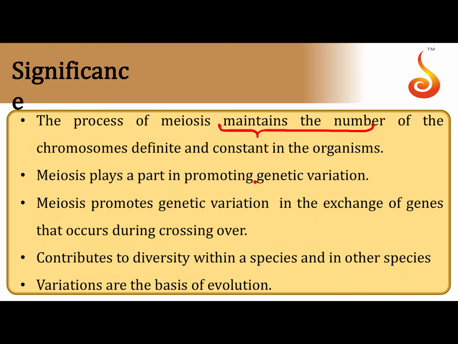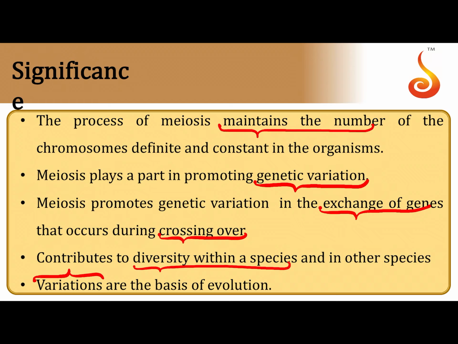And we all know that a process of crossing over takes place during meiosis, and that is very, very crucial in promoting genetic variation. It allows exchange or shuffling of genes during crossing over or genetic recombination, which makes the offsprings distinct from their parents. Since it brings about variation, it also contributes to diversity within a particular species. And we all know that having differences among members of the same species is raw material for evolution. So variations form the basis of evolution.